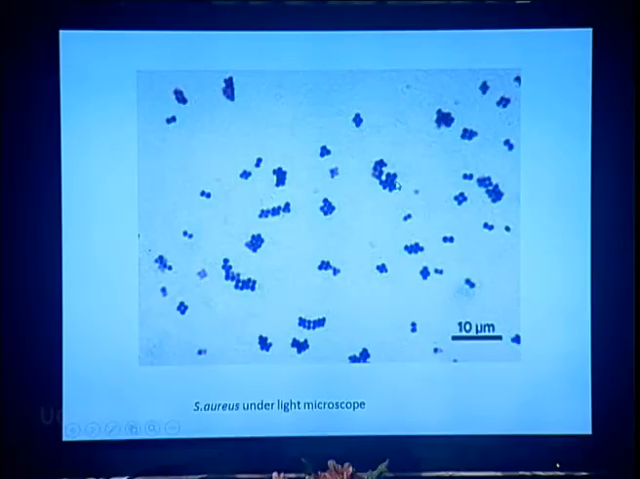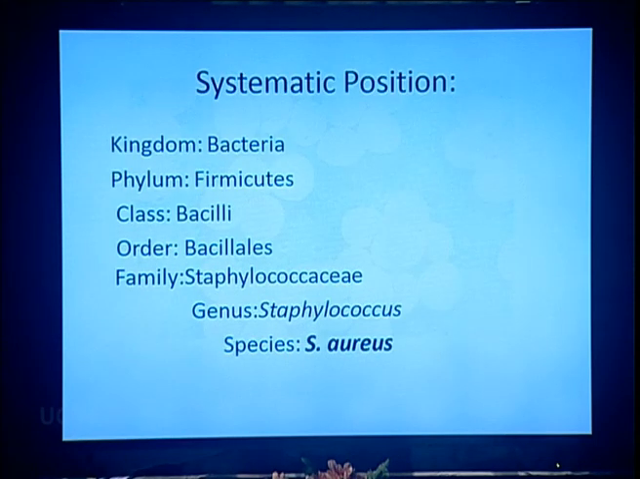Now this particular bacteria, Staphylococcus aureus, is round, or cocci, which remain in aggregate, and when seen under the microscope, as you can see here, they are gram positive, so they are blue violet in color, and they represent an aggregate of grapes. This bacteria belongs to the phylum Firmicutes. It has the class Bacilli and the order is Bacillales. It belongs to family Staphylococcaceae and the genus is Staphylococcus, and of course the species is Staphylococcus aureus.